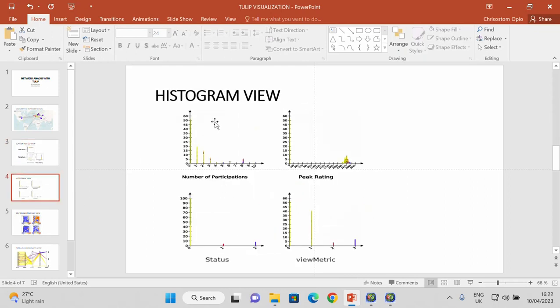When you look at the histogram view, we have also categorized them in 4 different representations: number of participations, task, view metric, and peak rating. For number of participations, you find the number of people who participated on the y axis, vis-a-vis the number of participations on the x axis. So you find that people who participated in the least games are the majority.